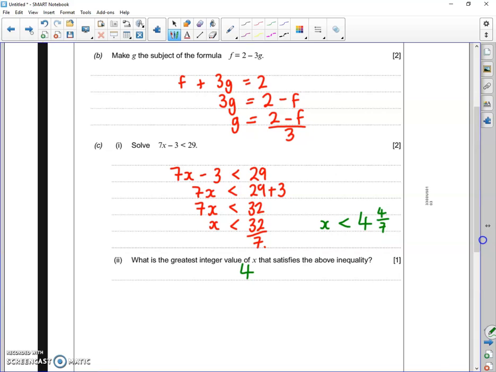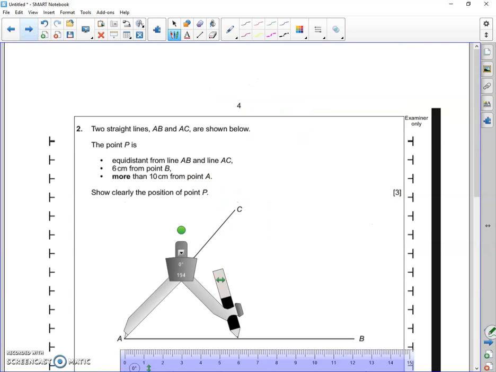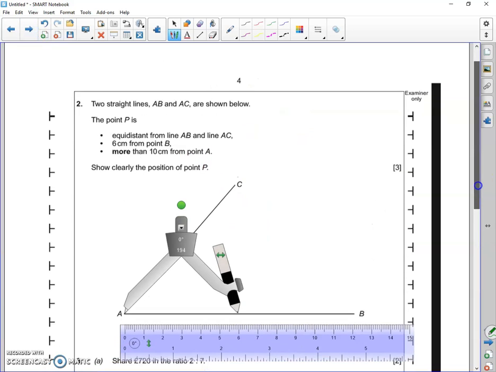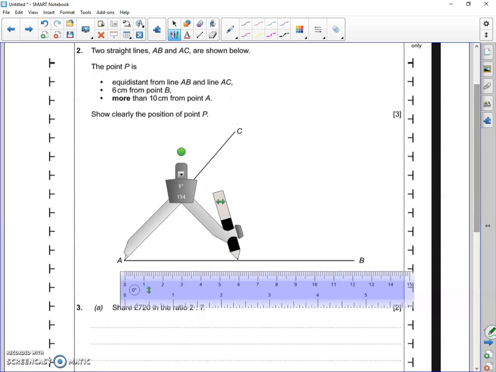Okay, next page. So this is a constructions question, sort of loci constructions. We've got 3 bullet points, so 3 things to do. The first bullet point says we've got to be equidistant between AB and AC. Well, AB and AC are 2 lines. 2 lines making an angle is an angle bisector. So we need to split that angle in half.